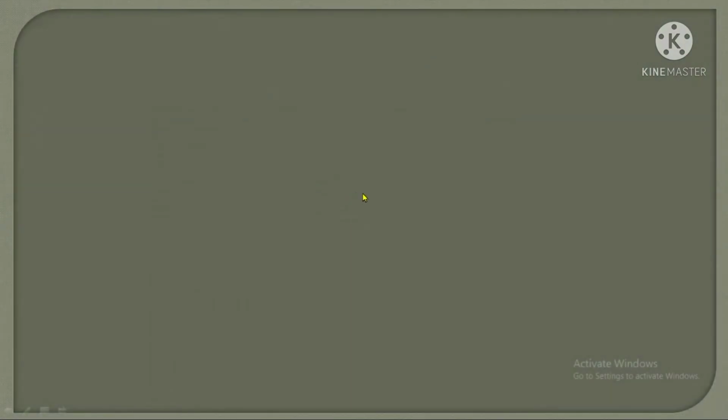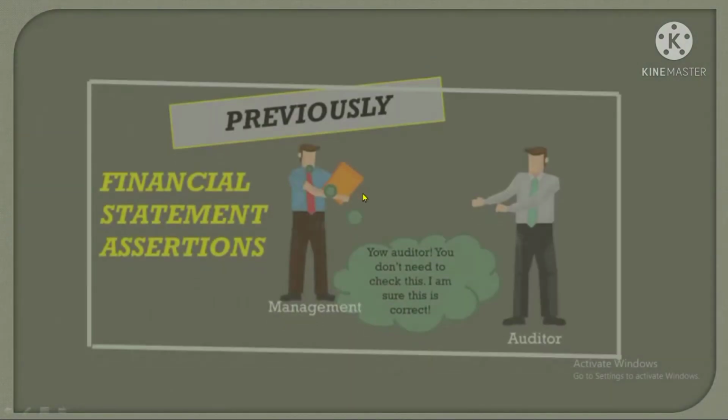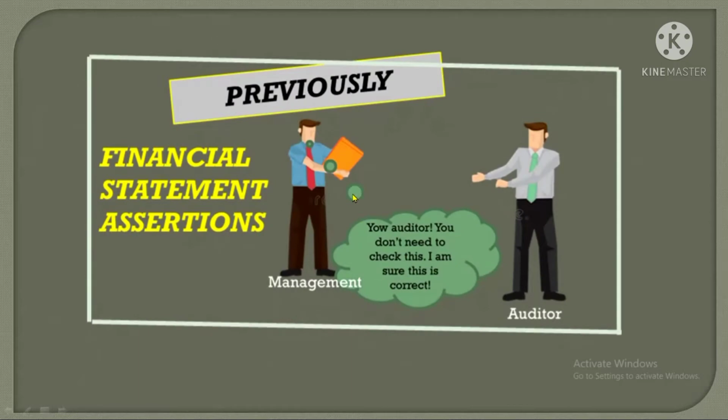If you can still remember, I told you in the previous episode that the management, as the preparer of the financial statements, asserts that the FS they made is correct, fairly presented in accordance with the accounting standards, and that there are no material misstatements in the financial statements. I also told you that if you are the auditor, your job is to test their assertions, right?